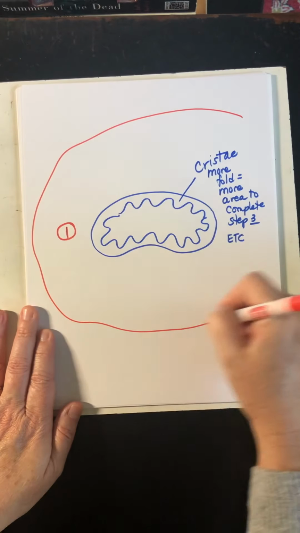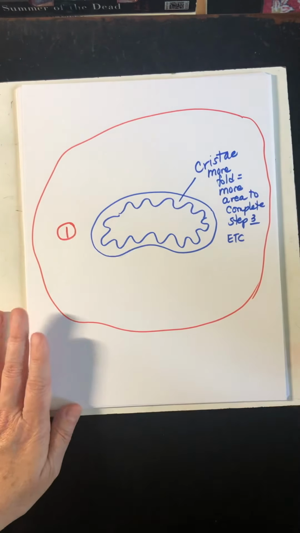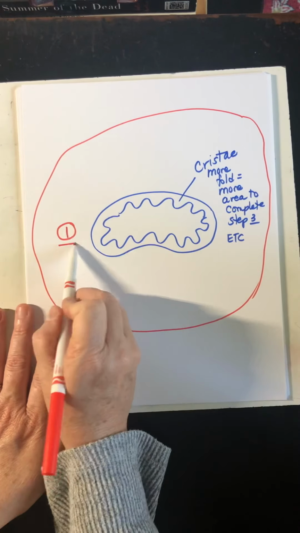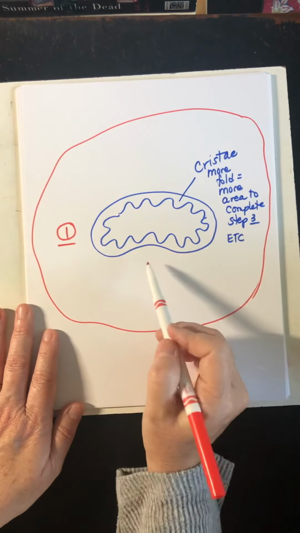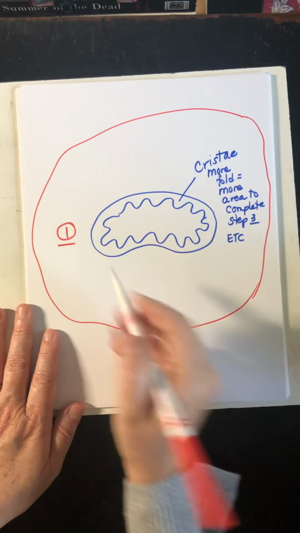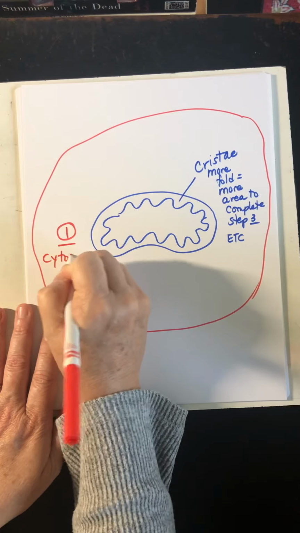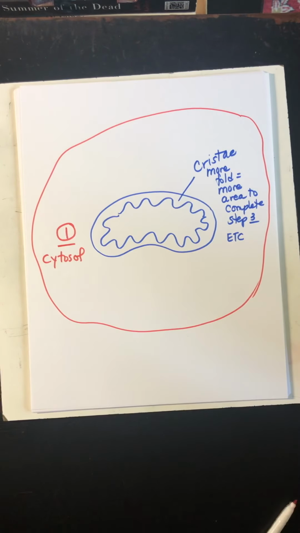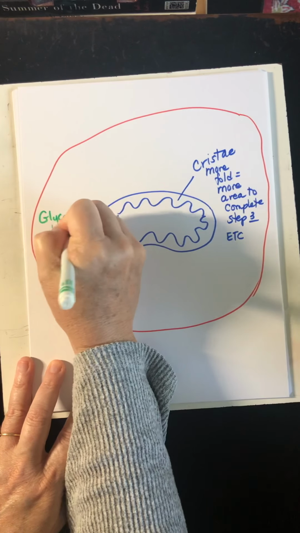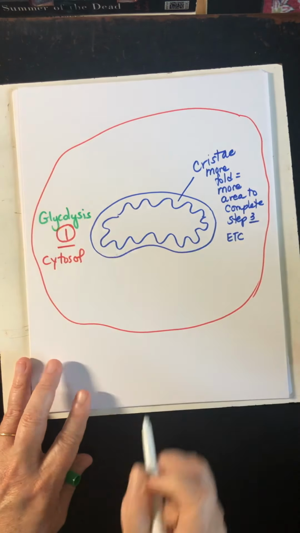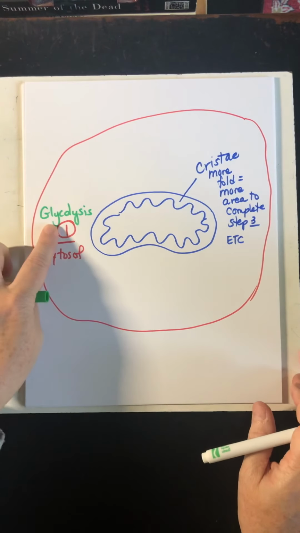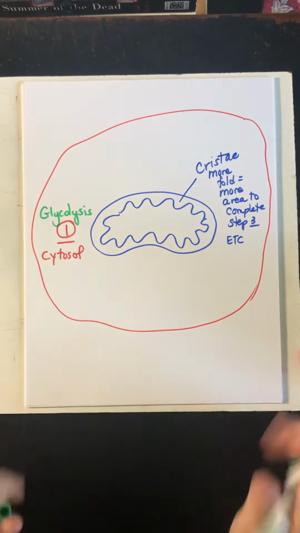We are inside of a cell right now, and there are lots and lots of mitochondria. But the first step is going to happen in that area outside of the mitochondria, and that fluid that surrounds it is called the cytosol. Step 1 is called glycolysis, where the glucose gets lysed or split.